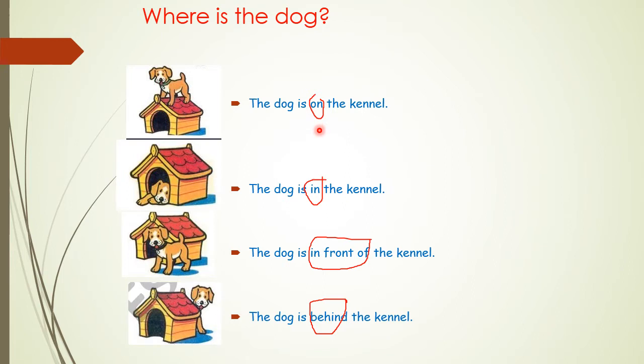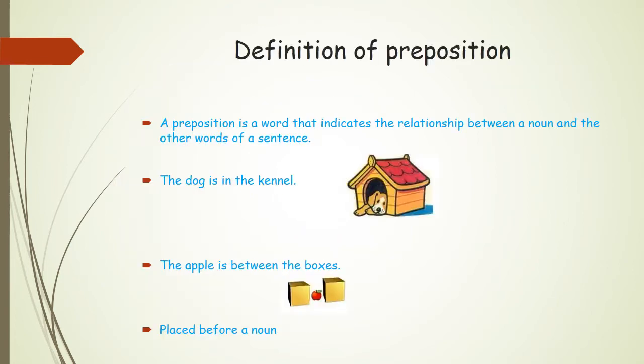And these words like on, in front of, and behind are called prepositions in English grammar. So now we are going to look into the definition of preposition and different types of preposition. What is a preposition? We are going to learn the definition of preposition. A preposition is a word that indicates the relationship between a noun and the other words of a sentence.